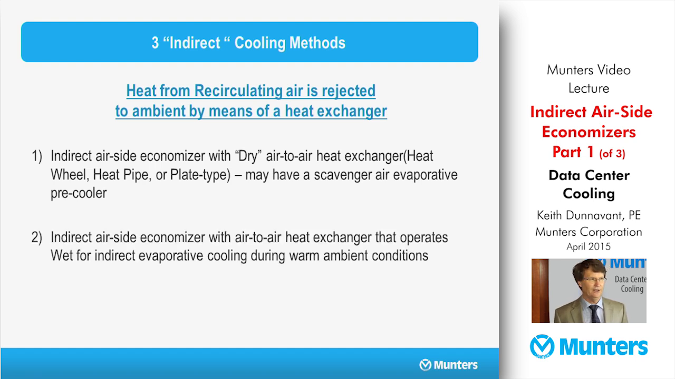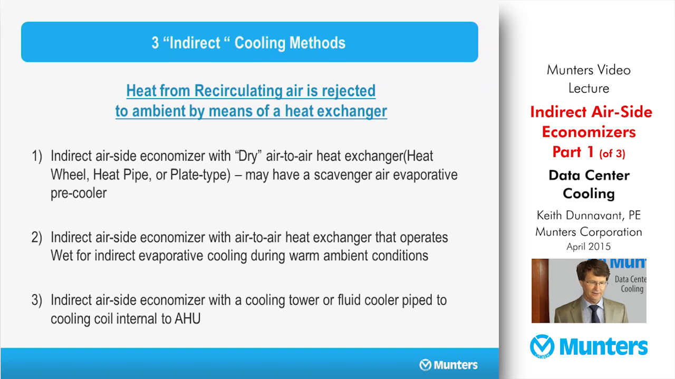Secondly, you have an indirect AirSide economizer with an air-to-air heat exchanger that operates wet during the warm periods for indirect evaporative cooling. And thirdly, there's an indirect AirSide economizer cycle that uses a cooling tower or a fluid cooler piped to a cooling coil that's contained in the air handler. I'm going to be discussing options 1 and 2. I'm not going to be talking about option 3.